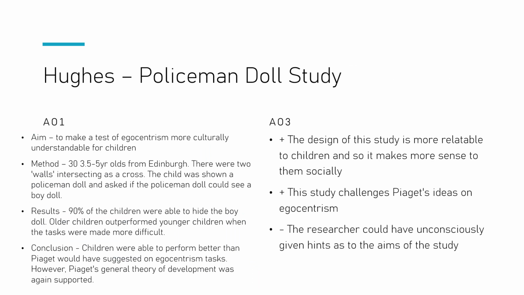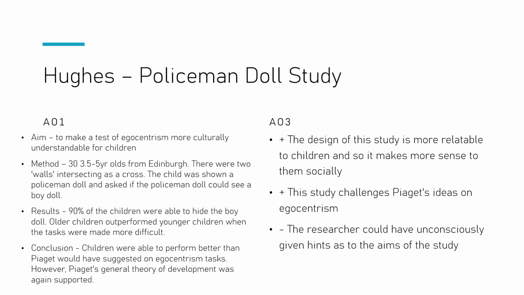The second study named on the specification, so again you need to know the aim, method, results and conclusion for your AO1 and be able to evaluate it, is Hughes' study. Hughes' study looks into more detail at egocentrism. I already mentioned egocentrism when looking at Piaget's stages. So Hughes criticised Piaget's theory and method of looking at egocentrism.